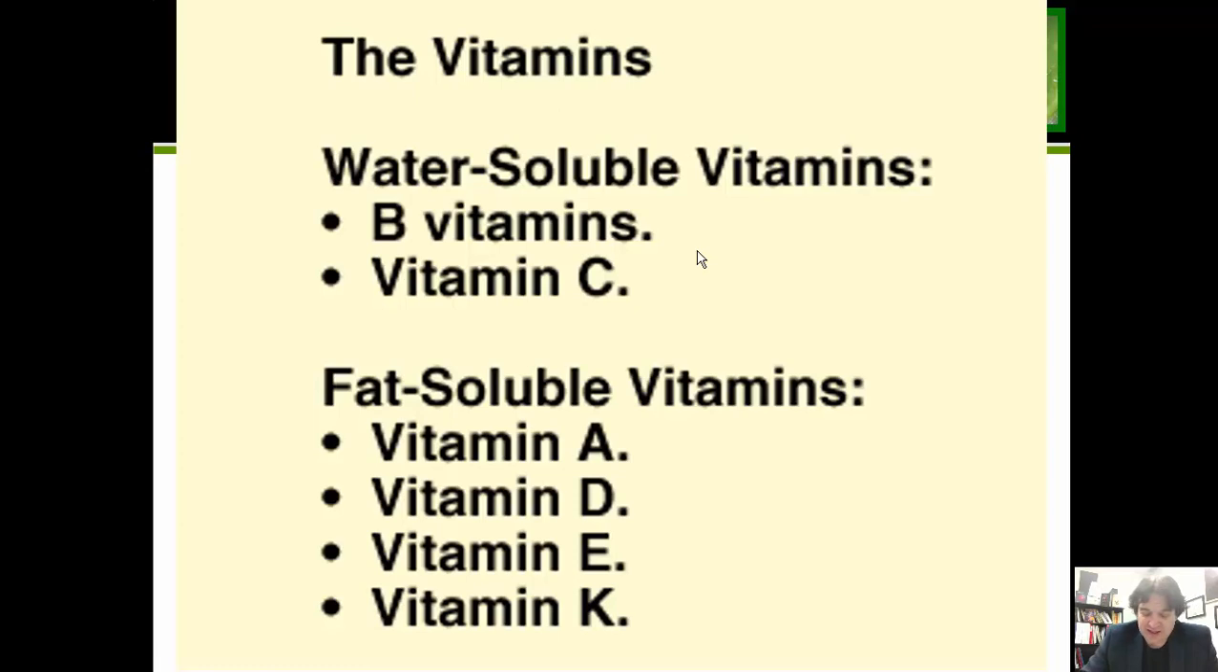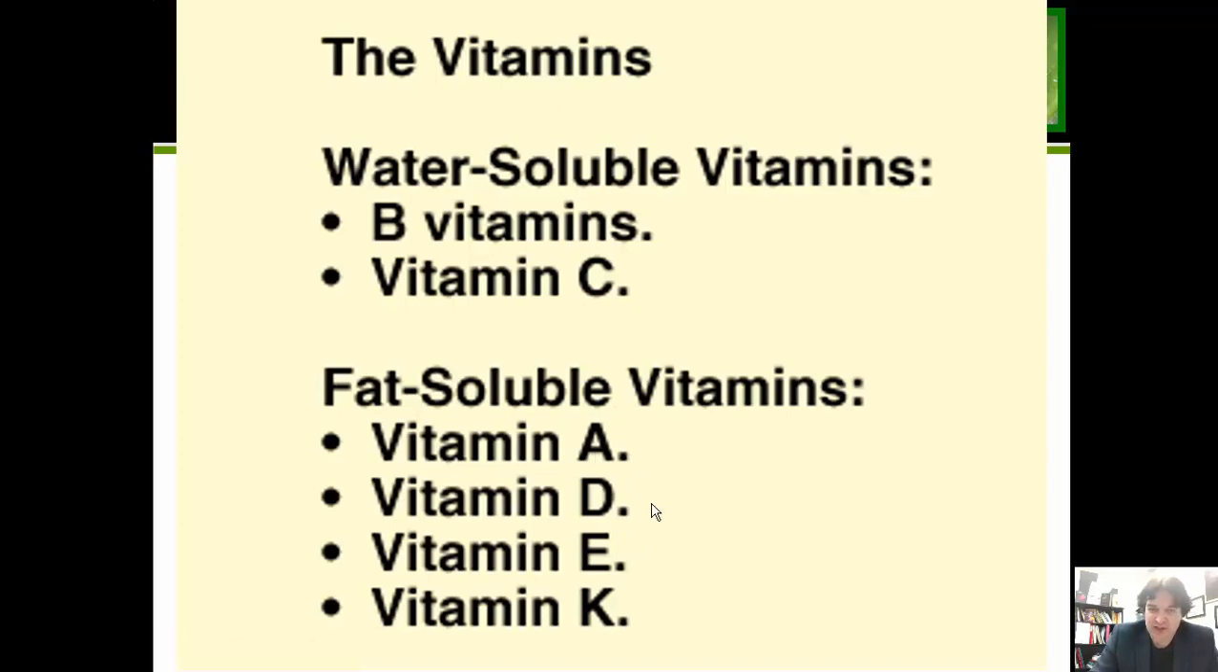When we look at the vitamins, we can break them up into two major categories, the water-soluble vitamins and the fat-soluble vitamins. Water-soluble vitamins include the B vitamins, and there are many of those, and vitamin C. There's also another one, choline. And the fat-soluble vitamins are vitamins A, D, E, K, or ADEK, if you want to remember it using an acronym.